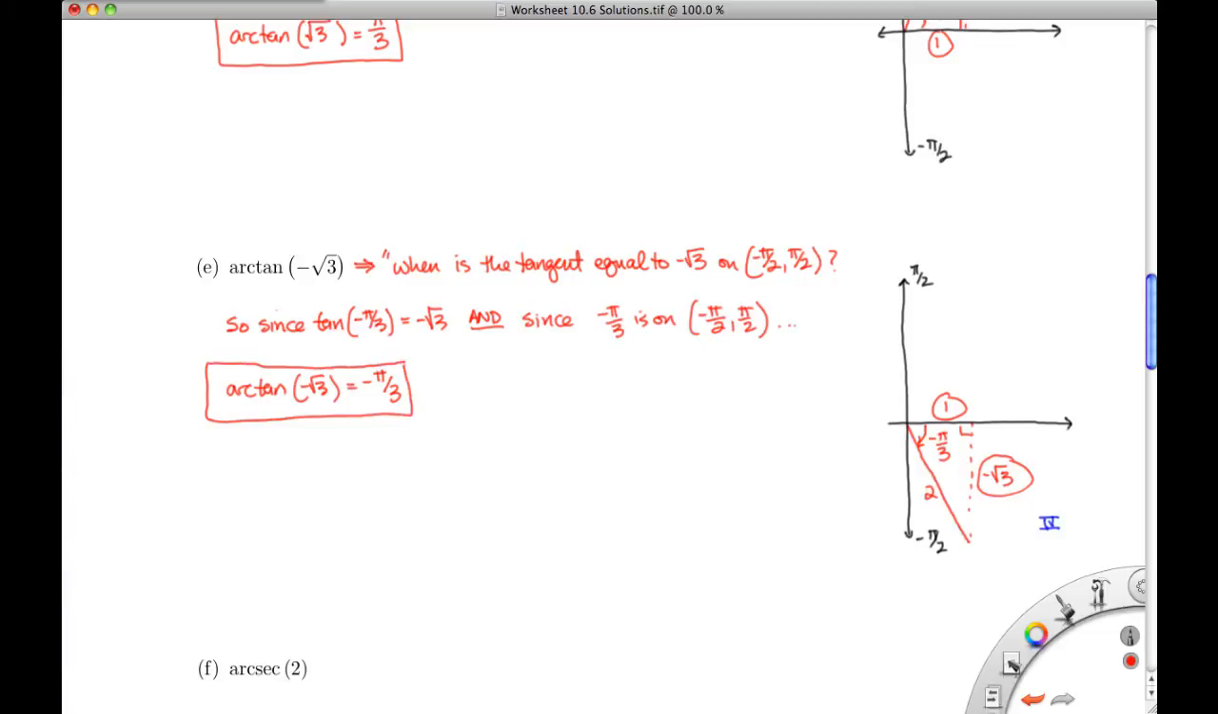And again, the common mistake you'd want to avoid here is saying that this was 5 pi over 3. You know, especially if you use a unit circle, you're probably used to seeing this angle of rotation in a positive direction and saying, well, this is 5 pi over 3. Well, that's not right, because that angle is not in the restricted range of the arctan.